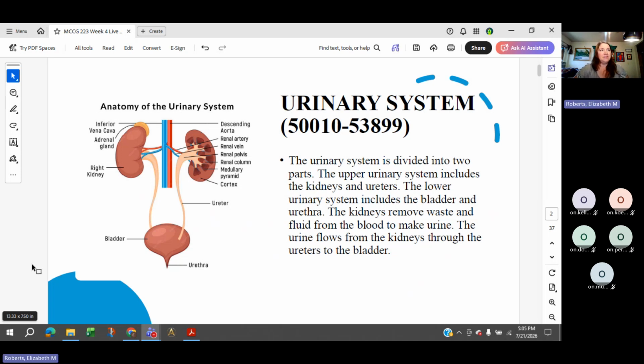So the urinary system is divided into two parts. You have the upper urinary system that includes the kidneys and the ureters. The kidneys obviously filter the blood, and then the ureters take the urine to the bladder. And these are all bilateral. So a couple of things to pay attention to when we're coding for the urinary system are right side, left side, bilateral, unilateral. The lower urinary system contains the bladder and the urethra.